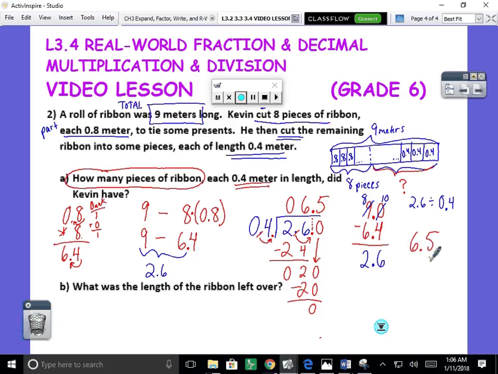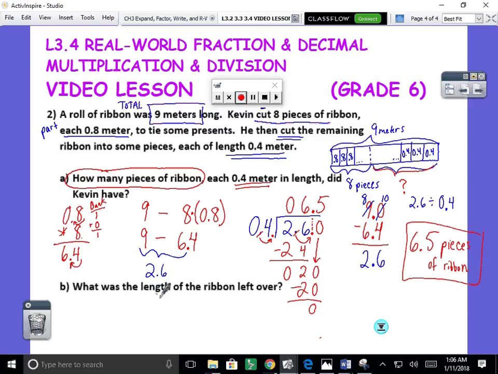6.5, or 6.5, you might think. But again, they gave me decimals, so I give decimals back. And it's pieces. How many pieces was the question of ribbon? Part A, ta-da. Maybe you are a person that wants to give me a more complete sentence. You want to talk to me about Kevin and how long those ribbons were. I'll take it.